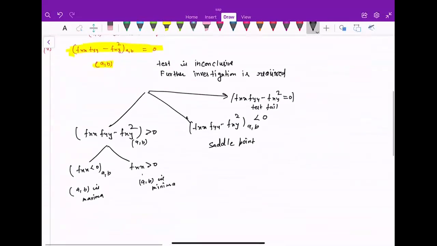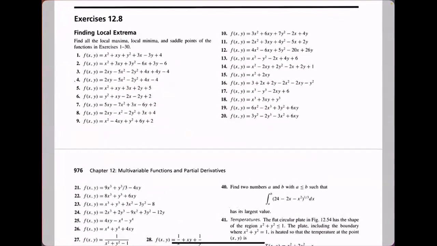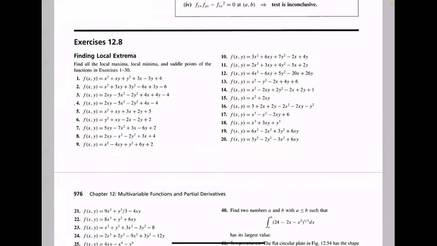Let us do one example, then it will be more clear. I'm just taking an example. This is a question from your book, question number 15. Find the local maxima. I like this question. You can check from the book, Exercise 12.8. It's question number 15 I'm taking. You can try other questions also.